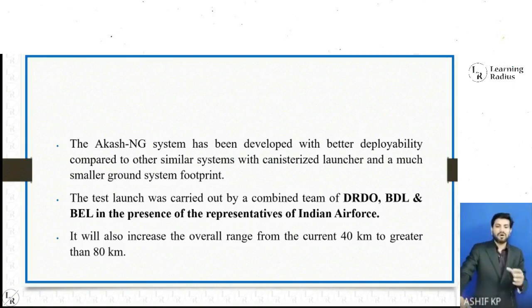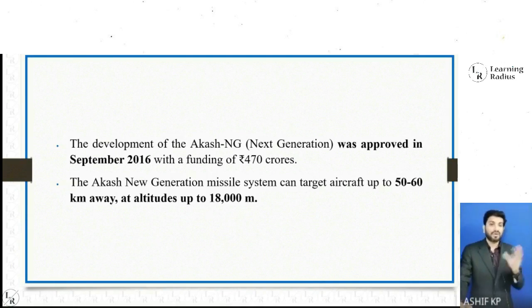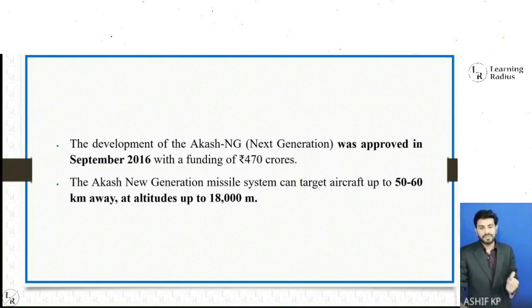It will also increase the overall range from the current 40 km to greater than 80 km. That is another discussion related to Akash-NG. The development of Akash-NG, next generation, was approved in September 2016 with funding of rupees 470 crores. Akash new generation missile system can target aircraft up to 50 to 60 km away at altitude up to 18,000 meters.